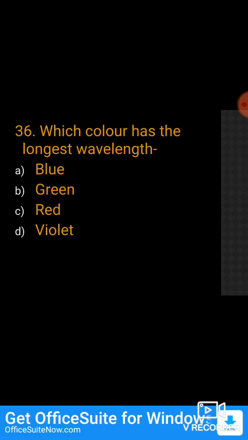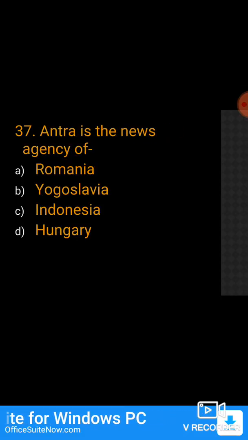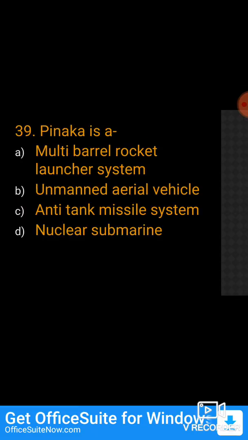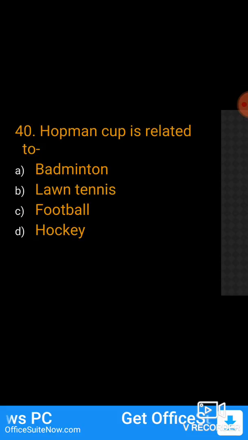36th question is which color has the longest wavelength? So correct option is C part. Answer is red. 37th question is Antara is the news agency of. So correct option is C part. Answer is Indonesia. 38th question is brightest planet is, so correct option is C part, answer is Venus. 39th question is Pinaka is a multi-barrel rocket launcher system, so correct option is A part. 40th question is Hopman Cup is related to, so correct option is B part, answer is lawn tennis.